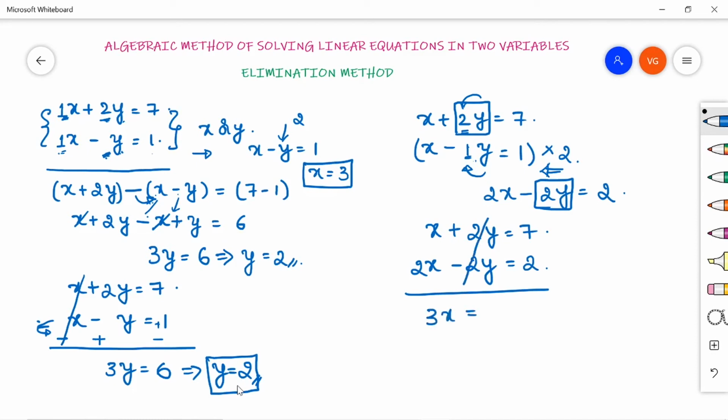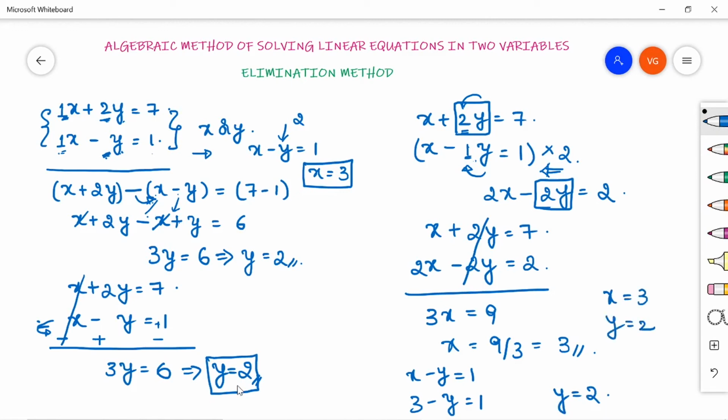3x is equal to 7 plus 2, 9. I am adding both the sides of the equation. So x is equal to 9 by 3, which is nothing but 3, right? Substitute in one of the equations, get the value of y, right? So x minus y is equal to 1 you have. Put 3 minus y is equal to 1. So y is equal to 2 you will get, right? So x is equal to 3 and y is equal to 2.